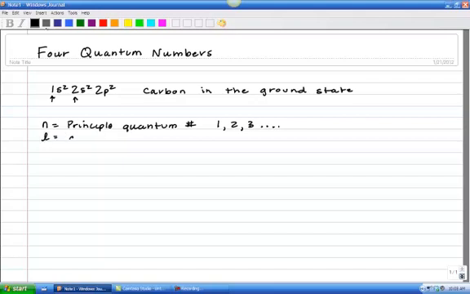Then the second quantum number is L. L is called the angular momentum quantum number. And L goes from 0 to n minus 1 for each value of n. And this relates to the shape of the orbitals. We would have called it S, P, D, and F.